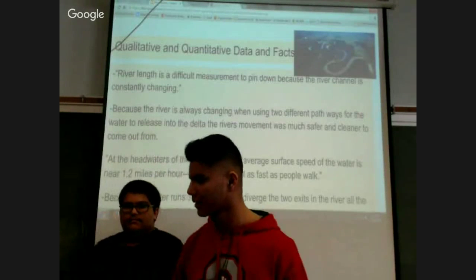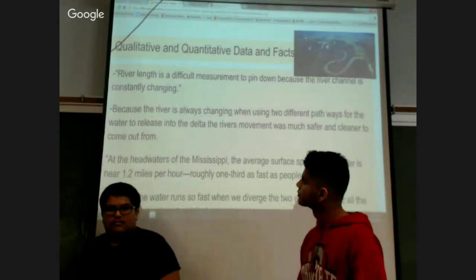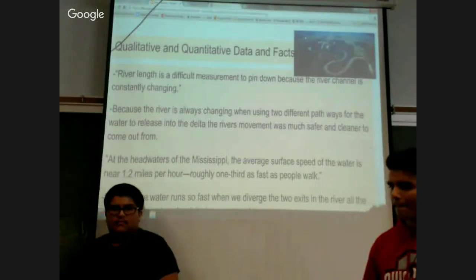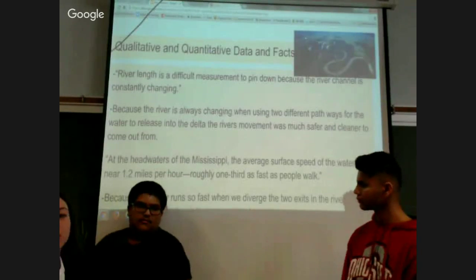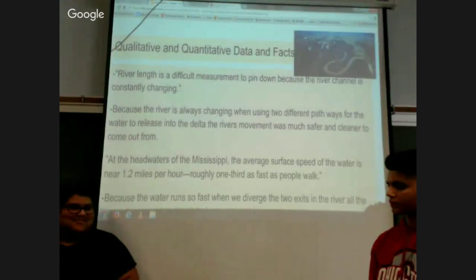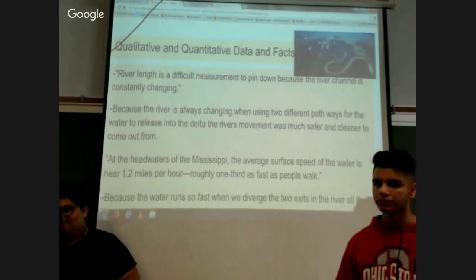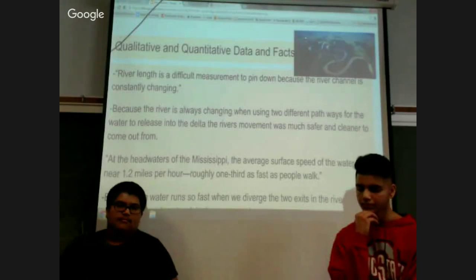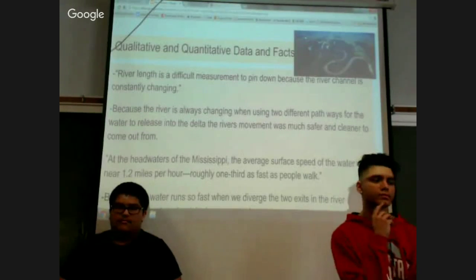Okay, the qualitative and quantitative data. River length is a difficult measurement to pin down because the river channel is constantly changing. So by creating the two pathways, we made it a much safer and cleaner environment. And at the headwaters of the Mississippi, the average surface speed of the water is near 1.2 miles per hour, roughly 1/3 as fast as people walk.